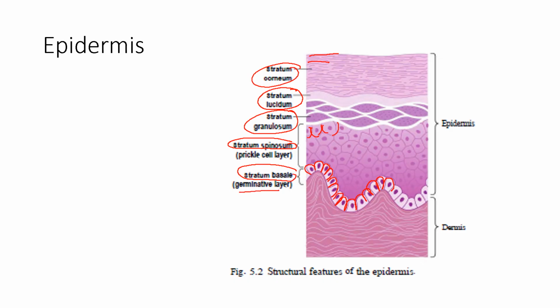Then below the stratum germinativum, you have the part of the dermis. So this is the dermal area, and this is the epidermal area, where you can see the 5 layers of the epidermis. The dermis is basically composed of 2 layers. One is known as the papillary layer, and another one is known as the reticular layer.